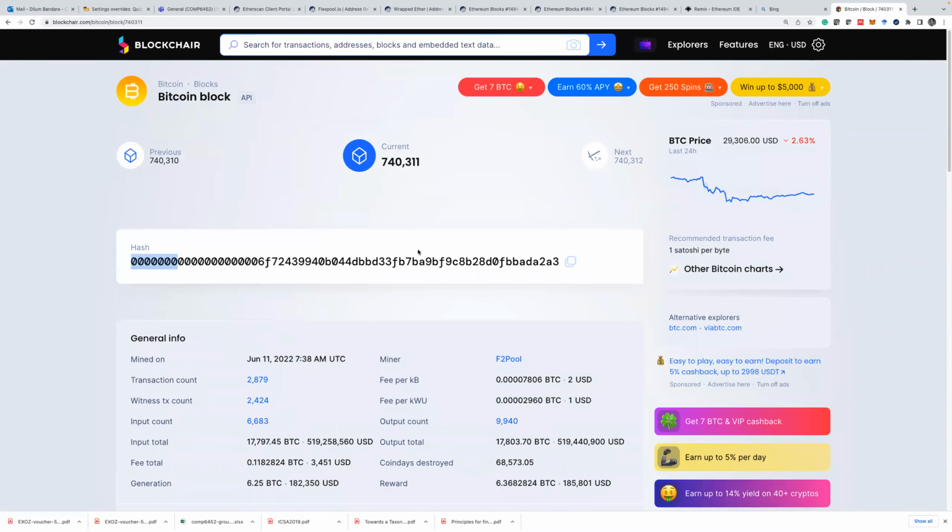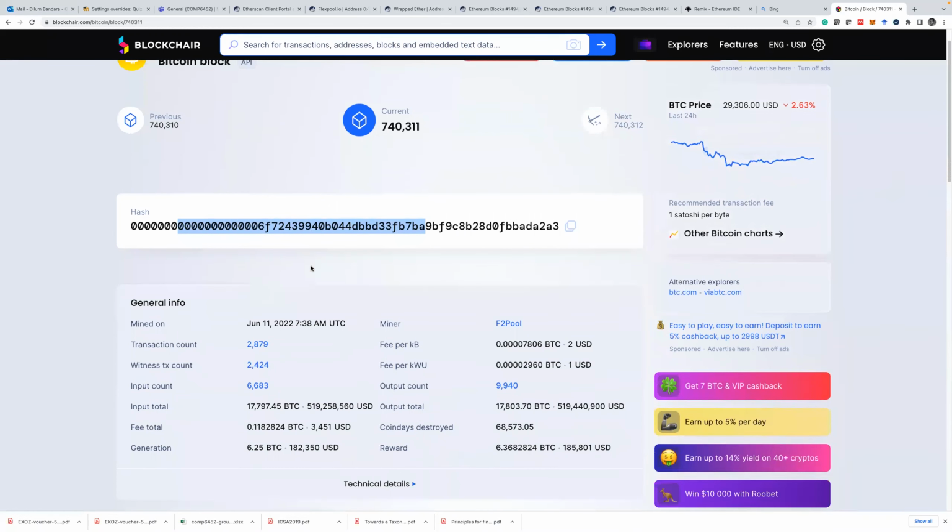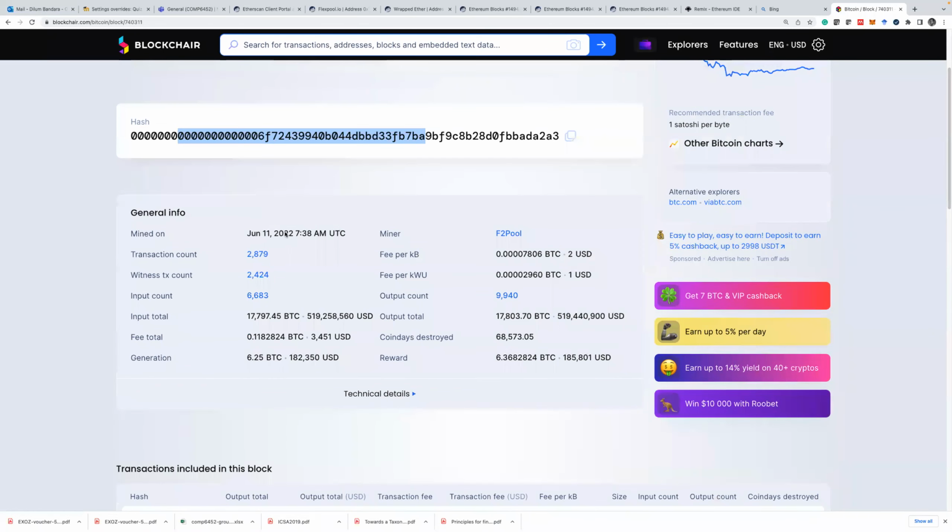And this is the block hash. This is essentially the hash, like the hash I was talking about. This one was mined today, a few minutes ago, probably. And this block had 2,879 transactions. The number of inputs to those transactions and the number of outputs, we'll talk about as we go on. And this is essentially who built this block.